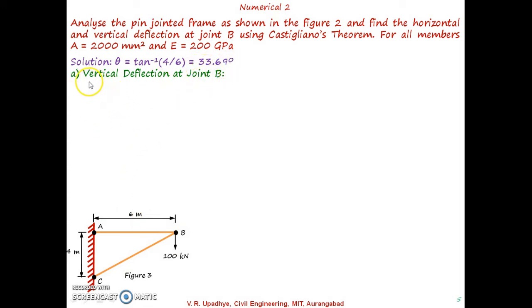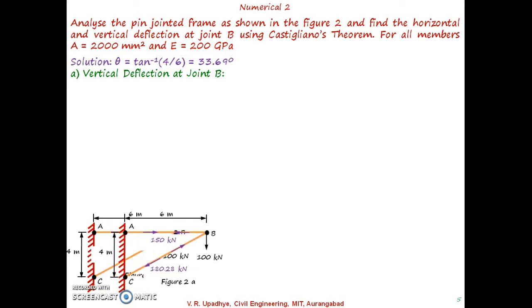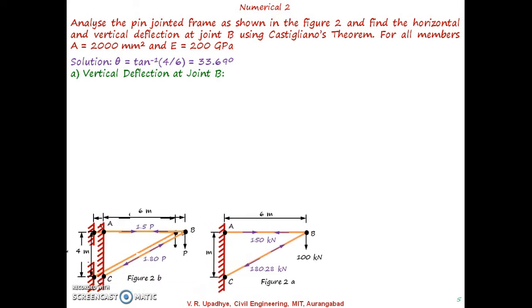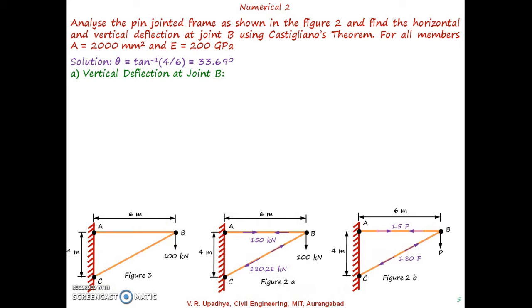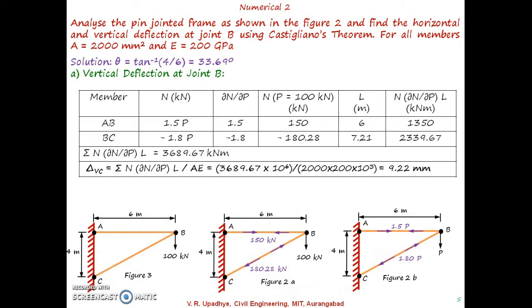Then if we go for calculating vertical deflection at joint B, as discussed earlier, we need to apply force P at that particular joint in the direction of the deflection to be calculated. As it is vertical deflection to be calculated, instead of that 100 kilonewton force, we will be applying force P at that joint, and then we'll be finding the internal member forces. So we'll be writing the members in the table.